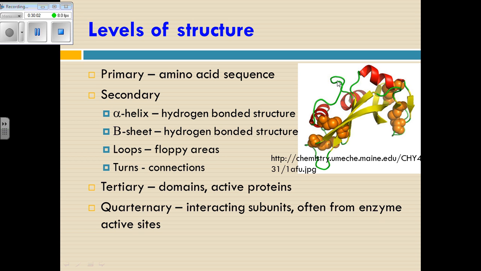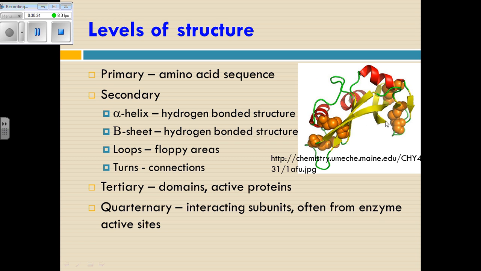So loops are these green sort of floppy areas. It's basically a string of amino acids that don't form a helix, they don't form a sheet, but they give some flexibility, some freedom to the protein. So you see these a lot in proteins that have to change their shape in order to function. A good example might be a protein that is a membrane channel that has to change its shape in order to function. So you want some freedom for it to go from one form to the other.